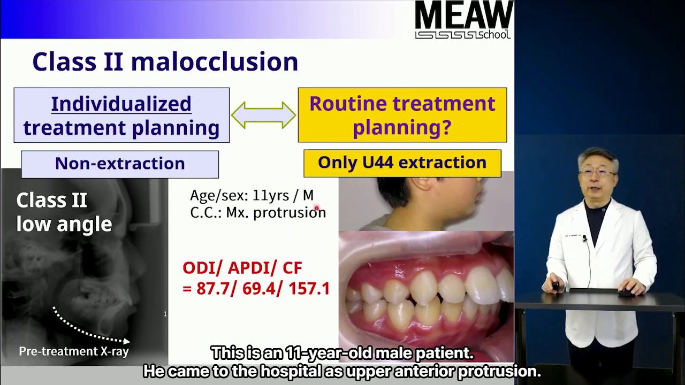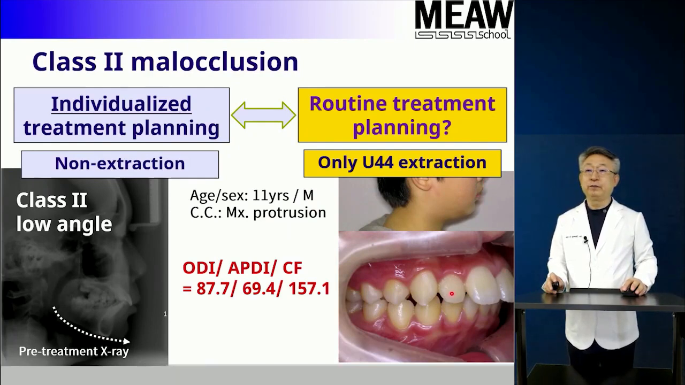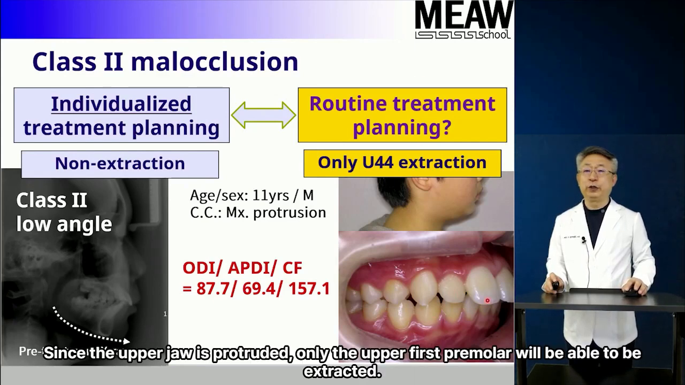This is an 11-year-old male patient. He came to the hospital with upper anterior protrusion. What is a routine treatment plan? Since the upper jaw is protruded, only the upper first premolars would be extracted.